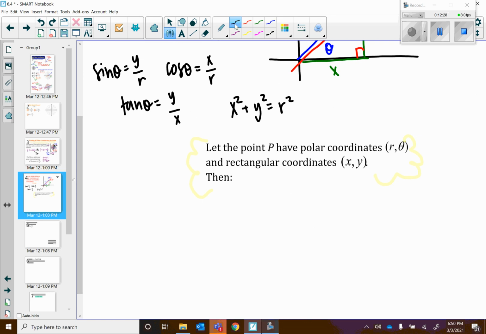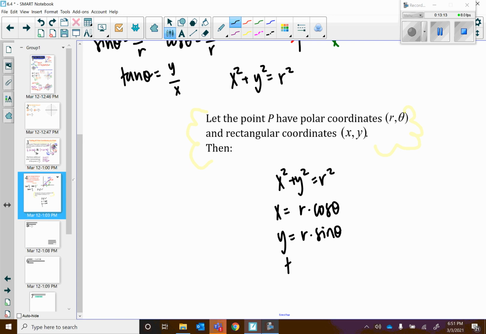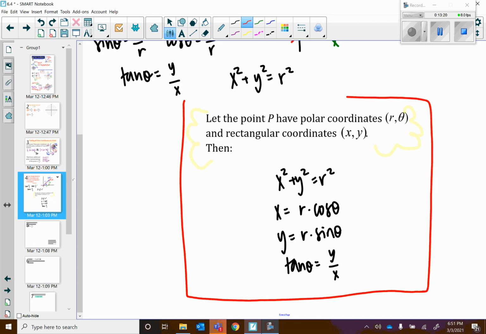So let the point P have the polar coordinates r, theta and rectangular coordinates x, y. Then, well, the first statement, x squared plus y squared is equal to r squared, is true. Notice if I move r to the other side here, we get that x is equal to r times cosine of theta. Well, that seems kind of familiar. It's very similar to our vector thing, that the x-coordinate of a vector is equal to the radius or the magnitude of the vector times cosine of theta. And we could do the same with our sine. y is equal to r times sine of theta. And then tangent, we're not going to rearrange. Tangent is equal to y over x. This is the most important piece in this section.